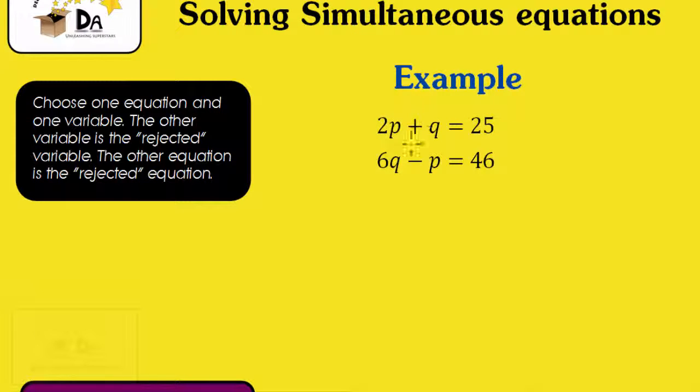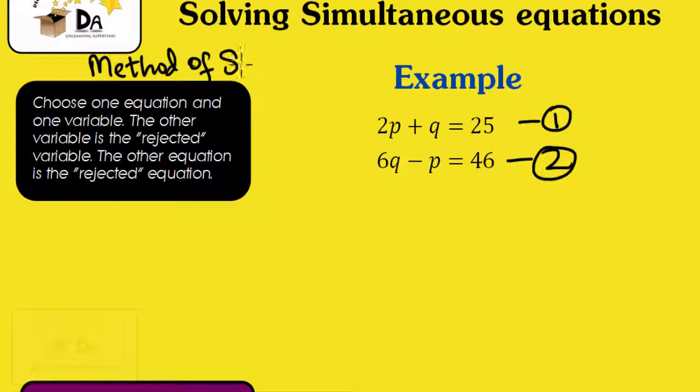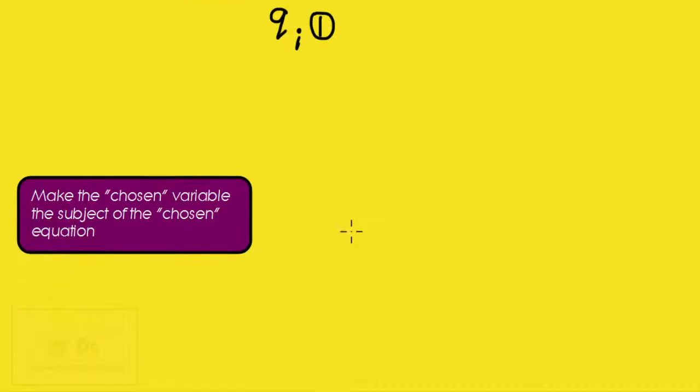The variables p and q, and we have an equation 1 and equation 2. So we're going to solve using the method of substitution. I've left the steps in these rectangular boxes. The first step says choose an equation and a variable. So I'm going to choose equation 1. I'm going to choose variable q. The other variable is a rejected variable, so p is the rejected variable and equation 2 is the rejected equation. So I've chosen variable q and equation 1. That's the first step, complete.